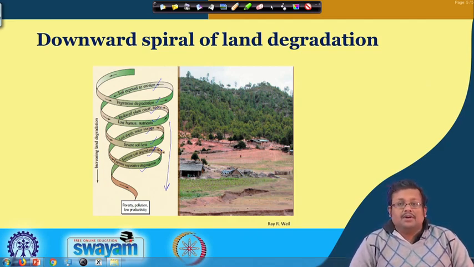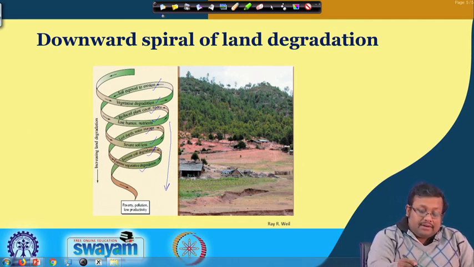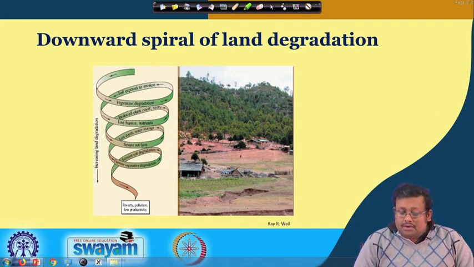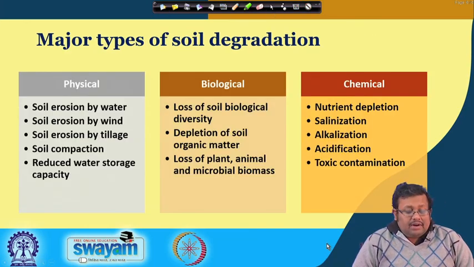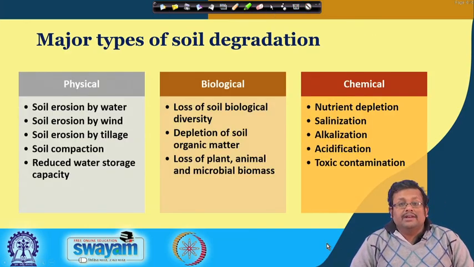That's why there is always a worldwide push for afforestation, as well as covering as much of the soil surface as possible with vegetative cover. So that shows the importance of vegetative cover. Let us go ahead and see what the different major types of soil degradation are.